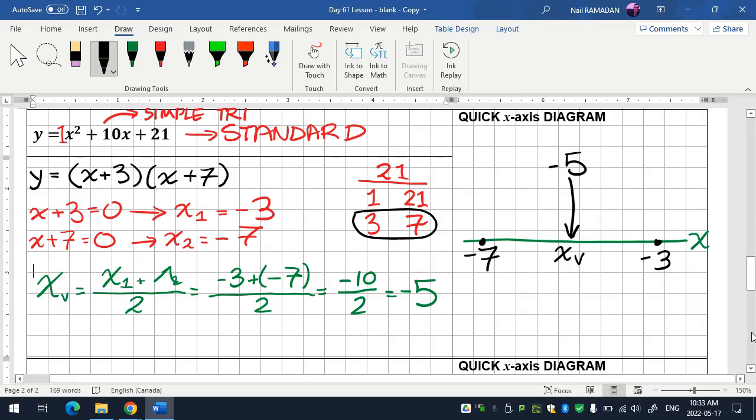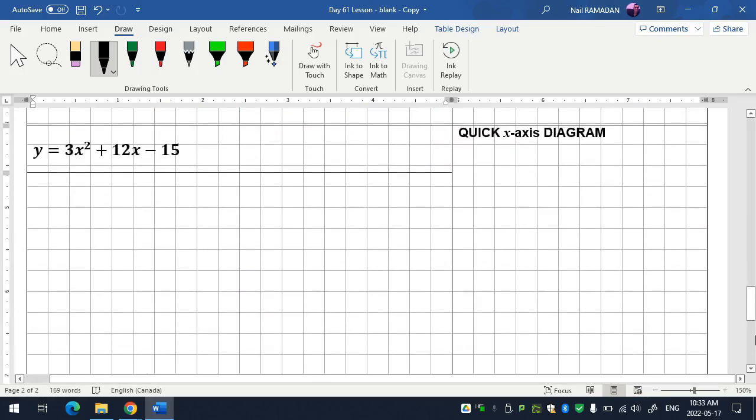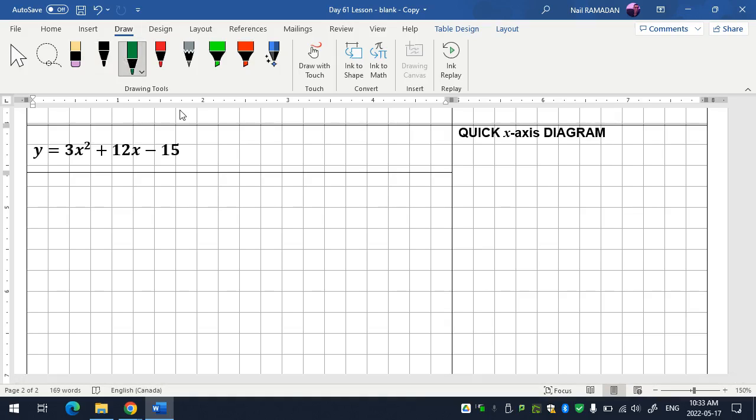Okay, everyone, let's go to the next one. Pencils down, please. I'm just going to ask a couple of questions first. Is this factored form? No, it's not. You're right, it's not. It's what? So go ahead, please write standard. Just write standard.